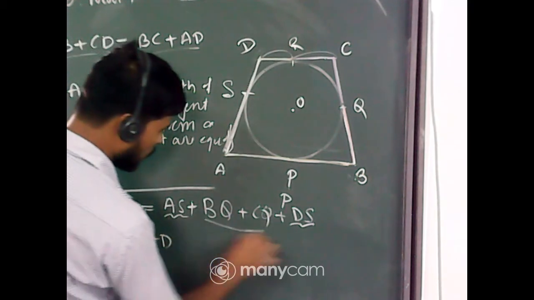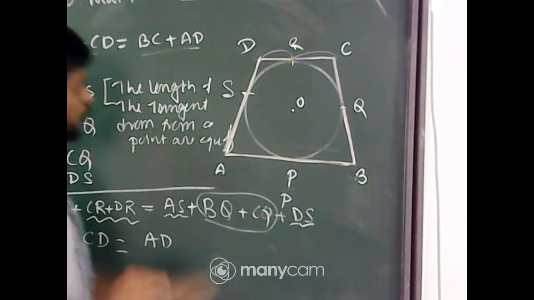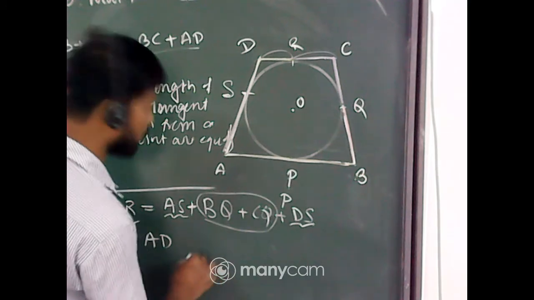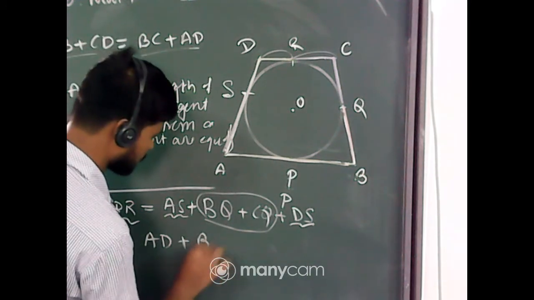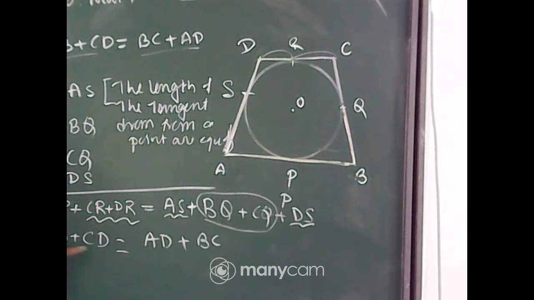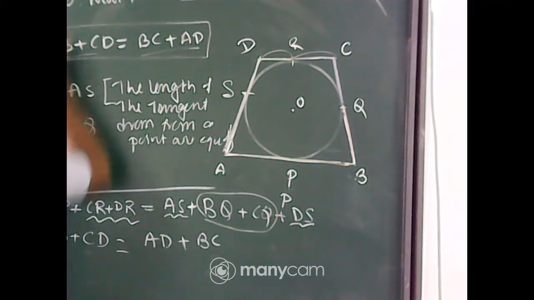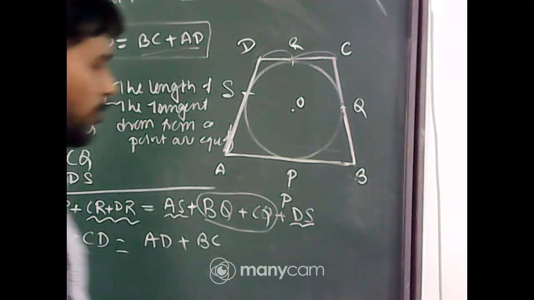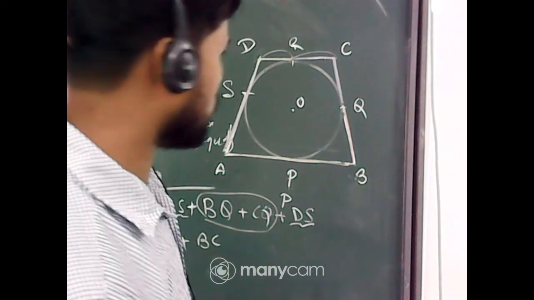And now these two terms, BQ plus CQ. This is BQ and this is CQ, so BQ plus CQ will give you BC. That means AB plus CD is equal to BC plus AD. That means the sum of the opposite sides of a quadrilateral which circumscribes a circle are equal to each other, and hence proved. Now tell me, have you understood or do you have any problem?